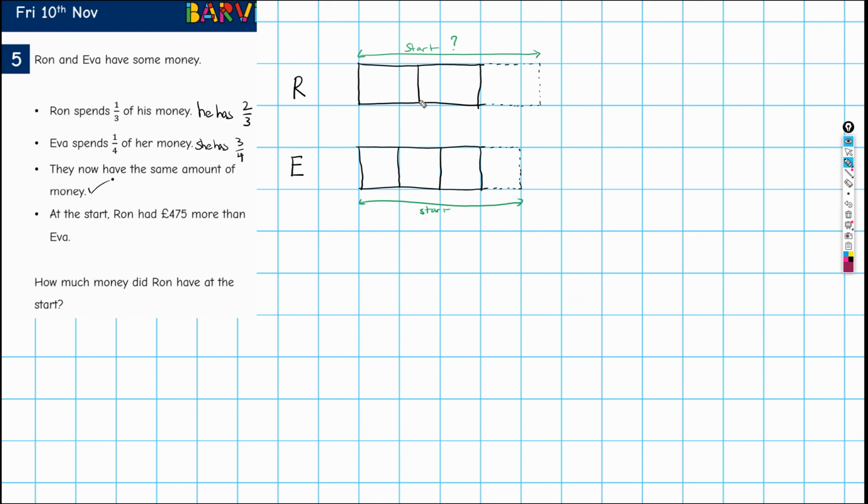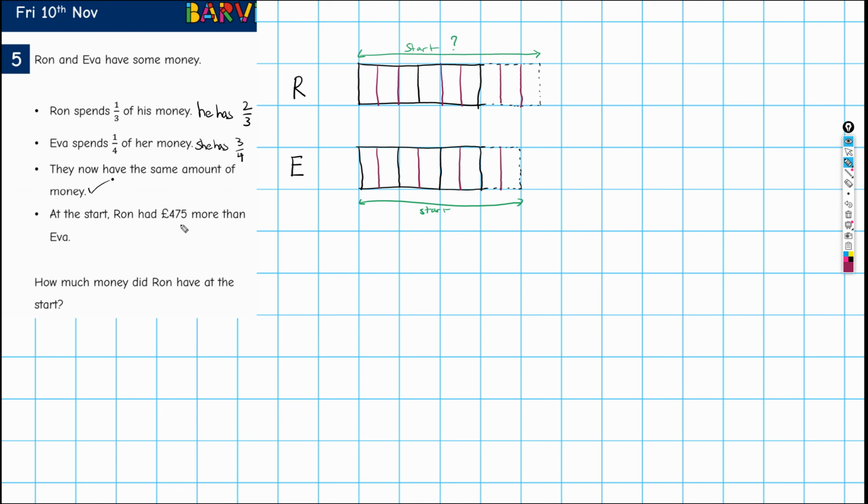We can see how it's very easy to see on the model that we can divide. If we split this up, that's half of one of these. If we do the same, then we can make all of the parts match. So now all of the parts, both Ron's and Eva's, are of the same size. They match completely now.